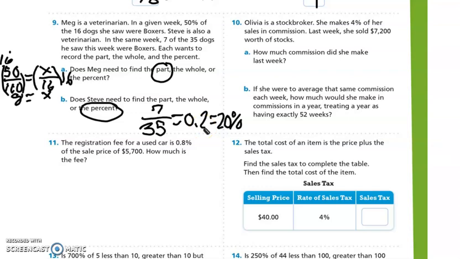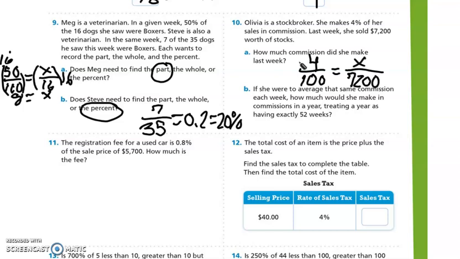Moving on here, we have Olivia as a stockbroker. She makes 4% of sales in commission. Last week, she sold this many worth of stocks. How much commission did she make? So we'll start with the percent, which was 4%, 4 over 100. And I know that that 100 goes with the whole amount, and she sold that much as her whole amount.